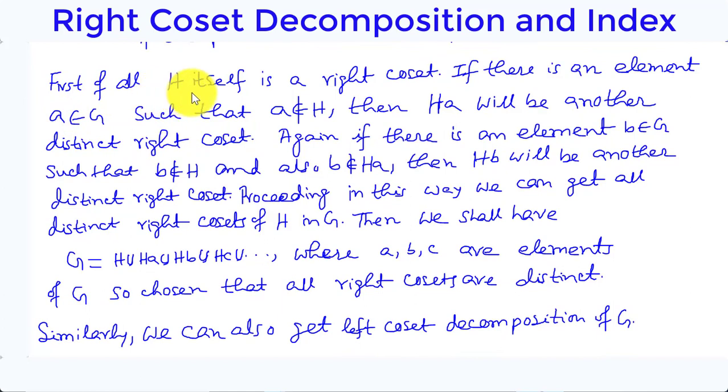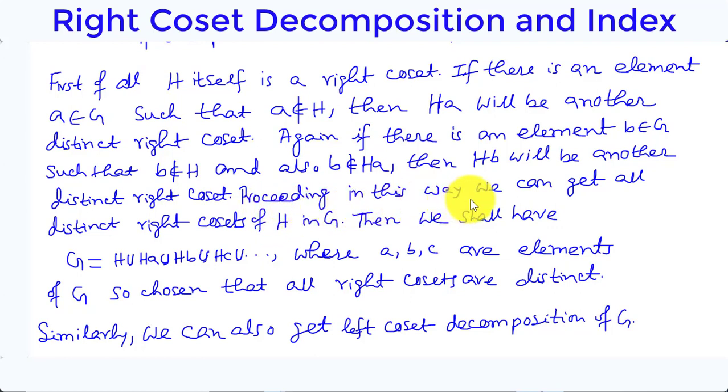First of all, H itself is a right coset. If there is an element a belongs to G such that a does not belong to H, then Ha will be another distinct right coset. Again, if there is an element b belongs to G such that b does not belong to H and also b does not belong to Ha, then Hb will be another distinct right coset.